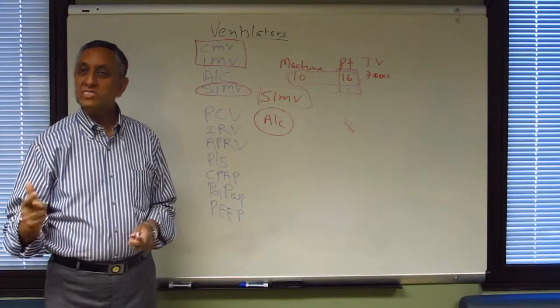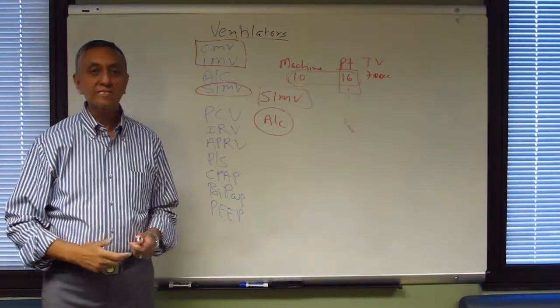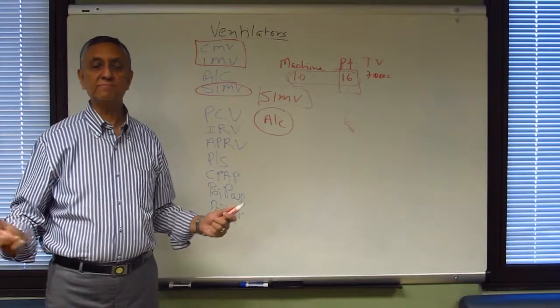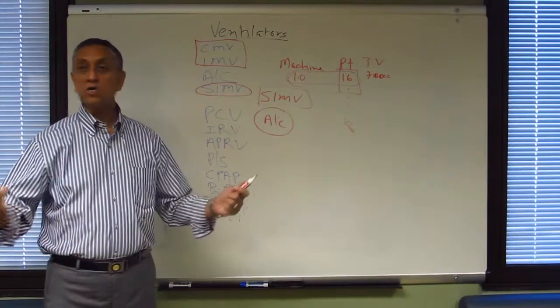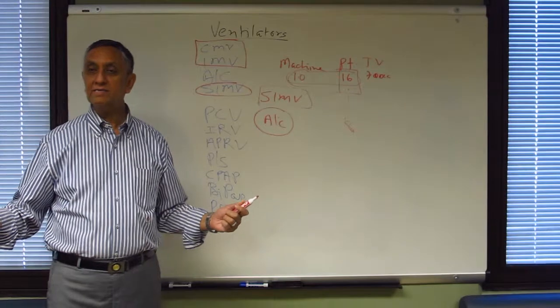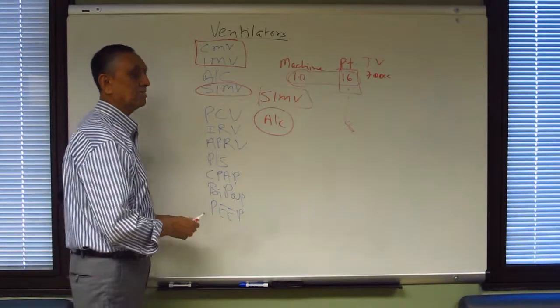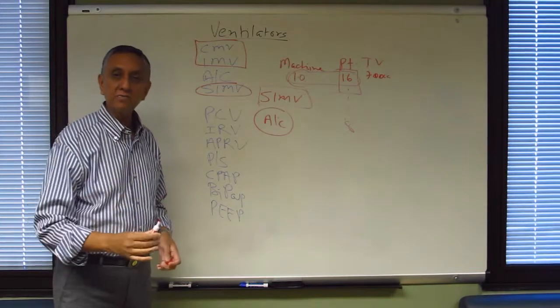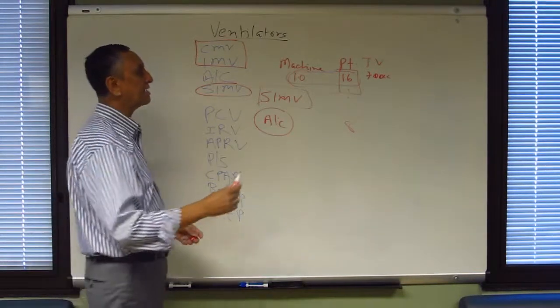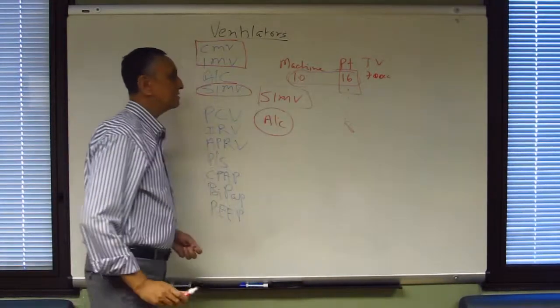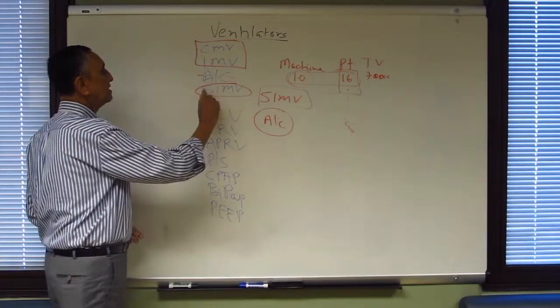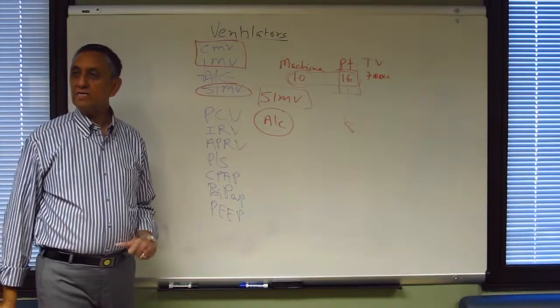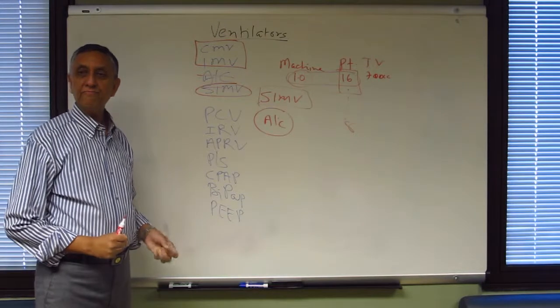So, on the other 6 breaths, the patient will get whatever they can generate, which could be 50, 200, or could even be a liter. But in assist control, that will not be the case. All breaths are going to be supported and giving a tidal volume of 700 cc. So that's the difference between SIMV and assist control.